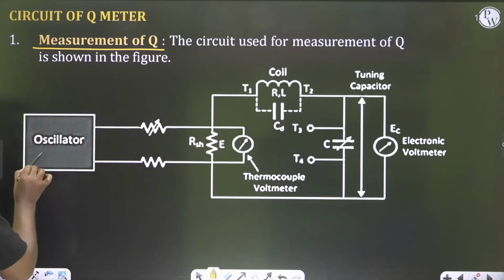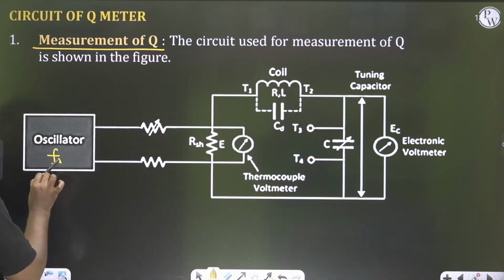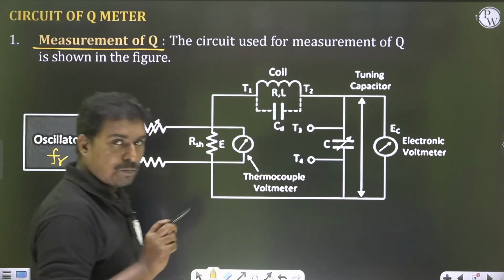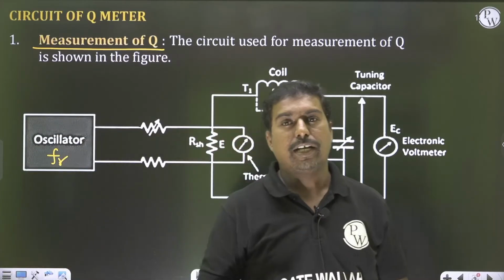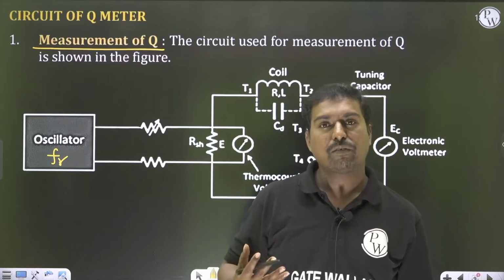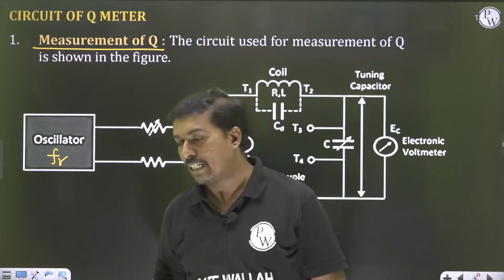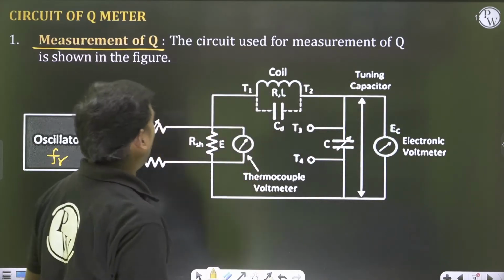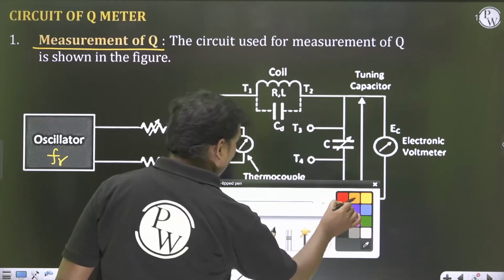From this oscillator, we are going to generate the resonant frequency. We are going to adjust this particular circuit to operate at a radio frequency, and that frequency is going to be called the resonant frequency. And we are going to take the test coil here.